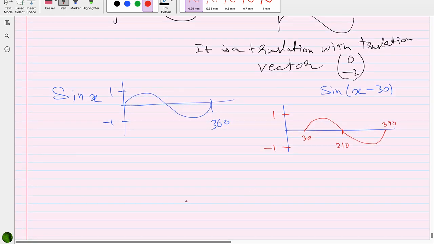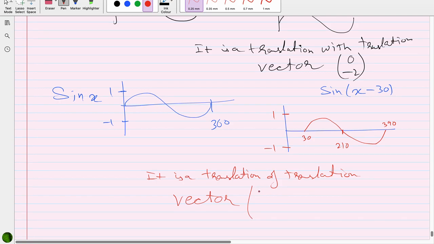So for this we can say it is a translation. Would anyone wish to complete the sentence? Of... So it is a translation vector. It is moving towards the right. So this is (30, 0). And yes, there are a few limitations. The examiner does not combine all these transformations in one question.